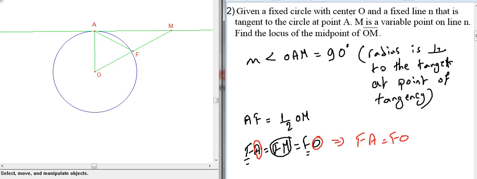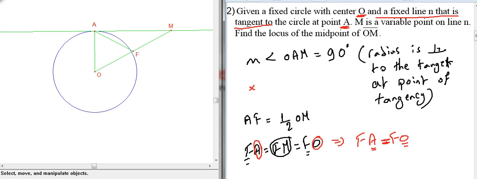O and A both are fixed, because O is the center, right? And line N is tangent, fixed, to the circle at point A, so A is fixed. A and O are fixed, F is variable. In this case FA equals FO. That's nice, that's simple. What is FA equal FO?